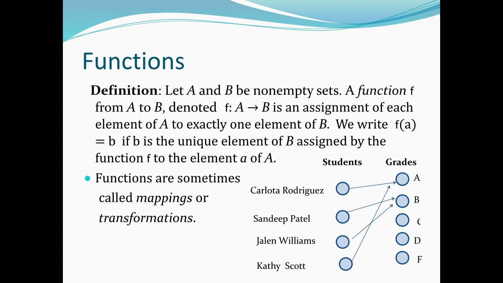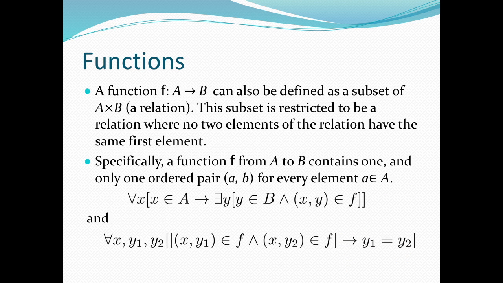So for example, Rodriguez, he got an A, so I map him to A from set B. Patel, he got B, so I mapped him to B. Williams, he is mapped to A again, and Scott, he's mapped to A. So this is what we mean by a mapping or a transformation, and this is basically a function, sets.